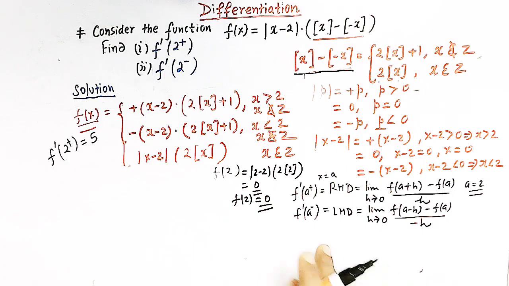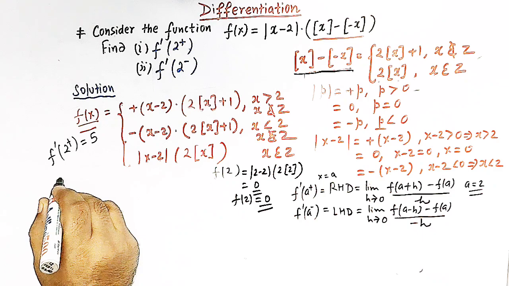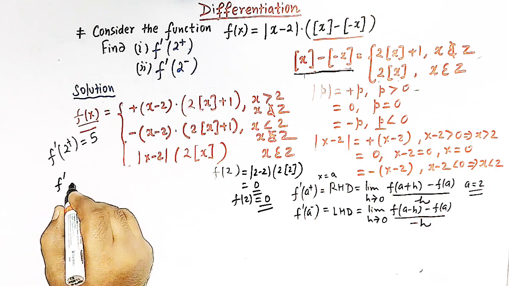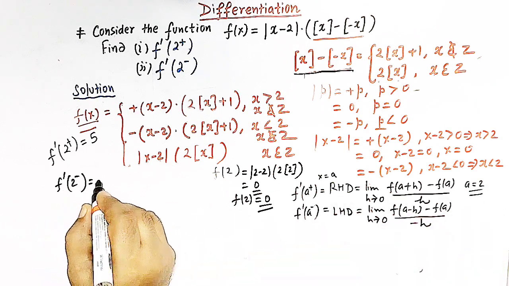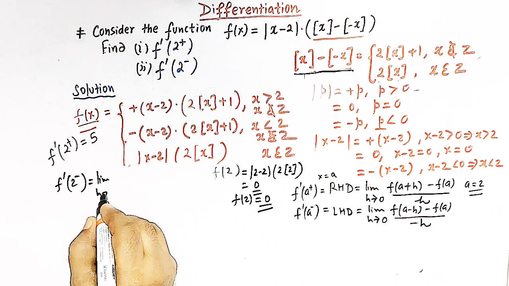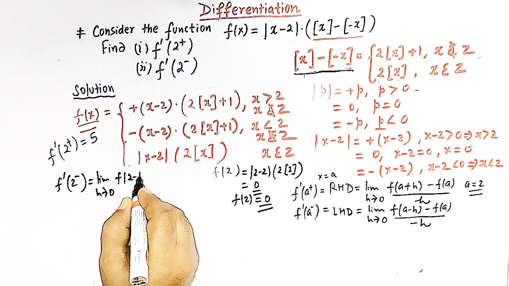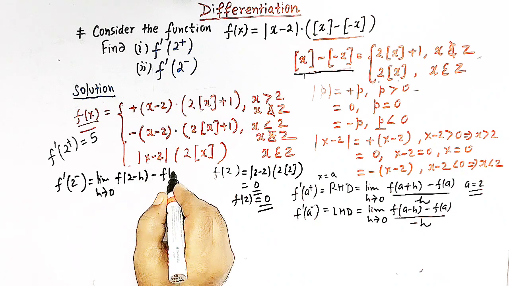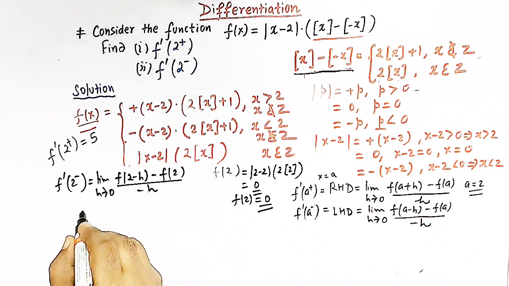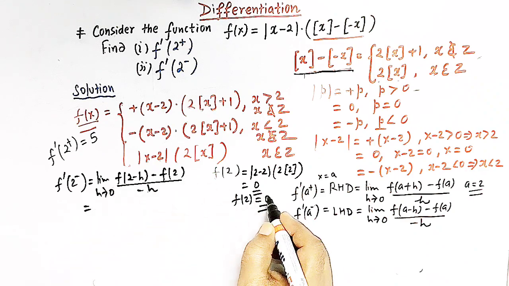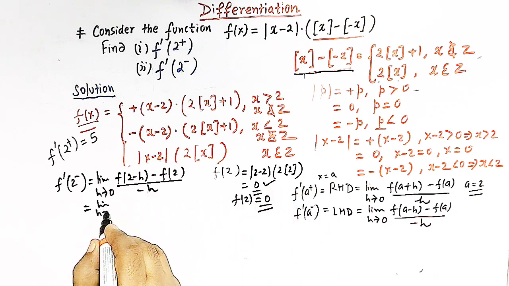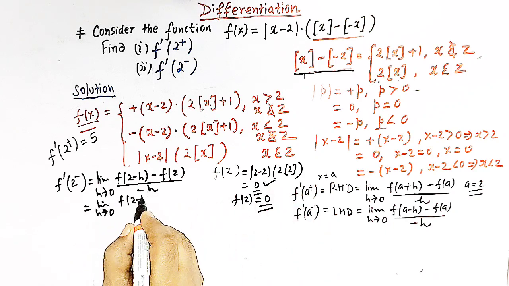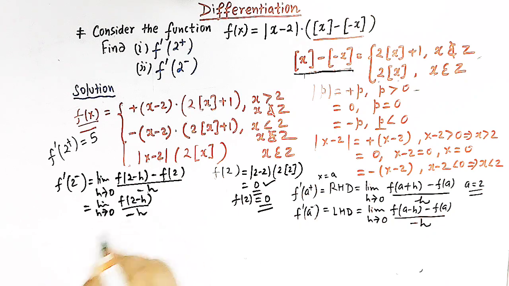So now let us calculate the left hand derivative. So here we have f prime of 2 minus, because now a is here 2, so we have 2 minus, and this is limit h tends to 0, and we have f of 2 minus h minus f of 2 divided by minus h. Now f of 2 we have already calculated, this is 0, so we have simply limit h tends to 0, f of 2 minus h divided by minus h.